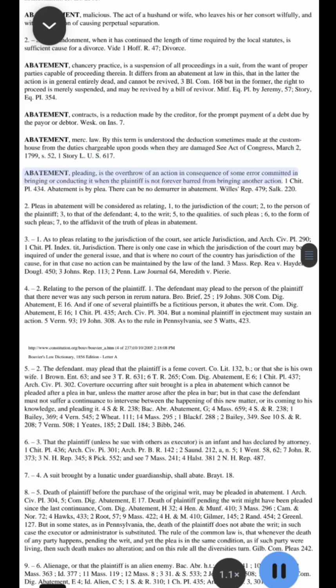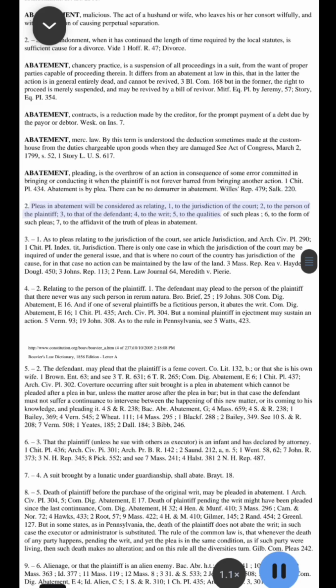Abatement, pleading, is the overthrow of an action in consequence of some error committed in bringing or conducting it, when the plaintiff is not forever barred from bringing another action. 1 Chit. Pl. 434. Abatement is by plea. There can be no demurrer in abatement. Wils. Rep. 479, Salk. 220.